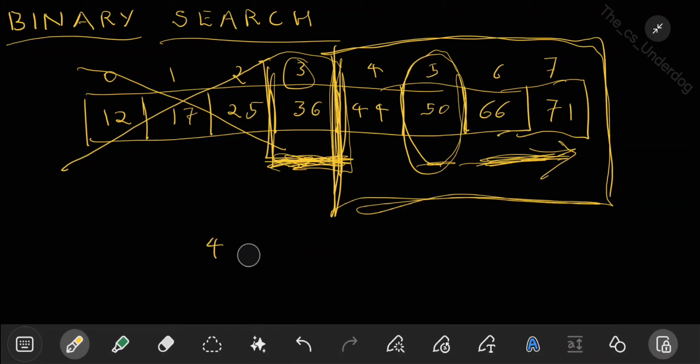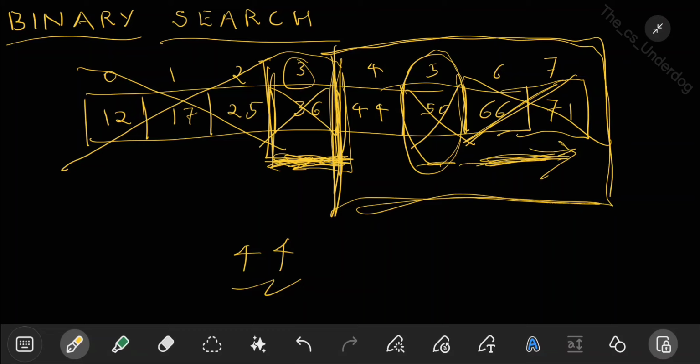So in this case, 44 is lesser than 50. So you can eliminate the right part of 50. Plus 50 is also eliminated. So here 36 is also eliminated. So you went to the left part of 50. In the left part of 50, you are having only one element, which is at index 4.